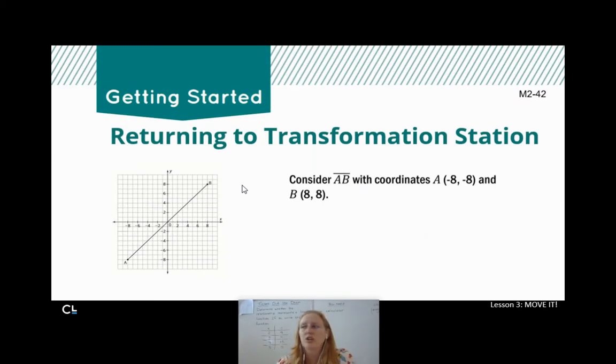So just to get us started on page 42, I'd like you to consider this. Line segment AB. It starts here at A, it goes up to B, with coordinates at A is at -8, -8. You may even want to write that on your paper. And B is at 8, 8. So make a little note here. So here we have this lovely line segment.